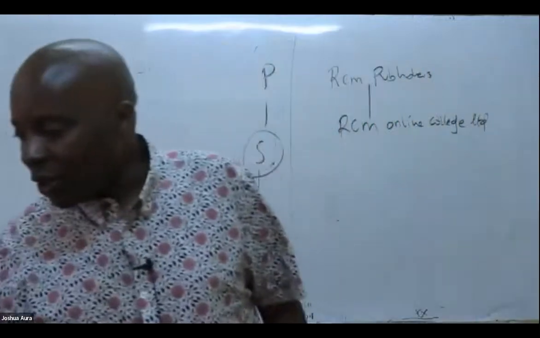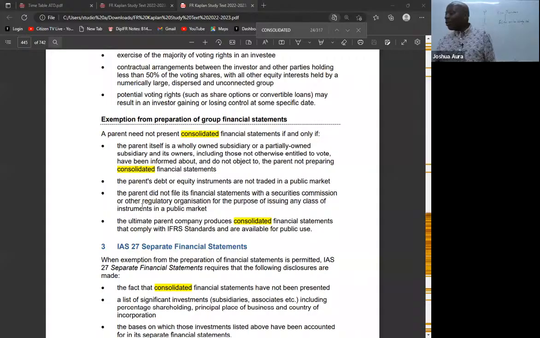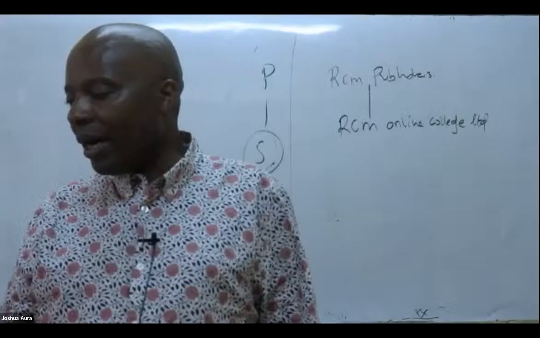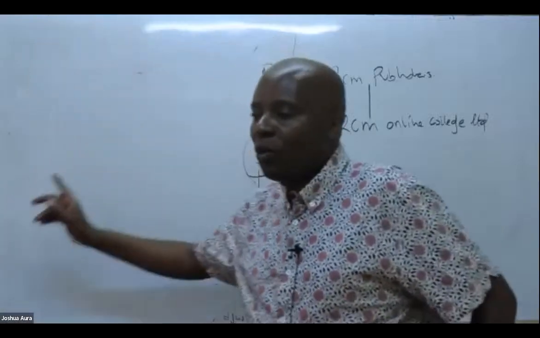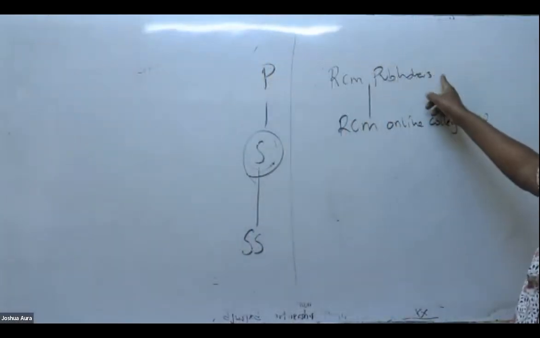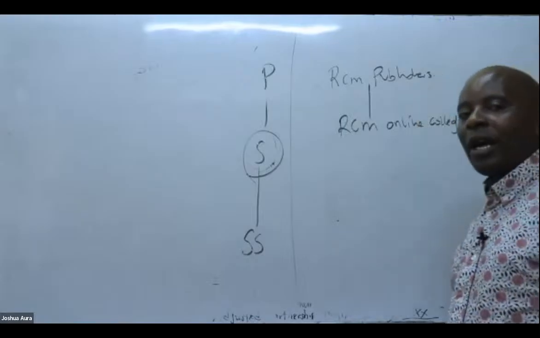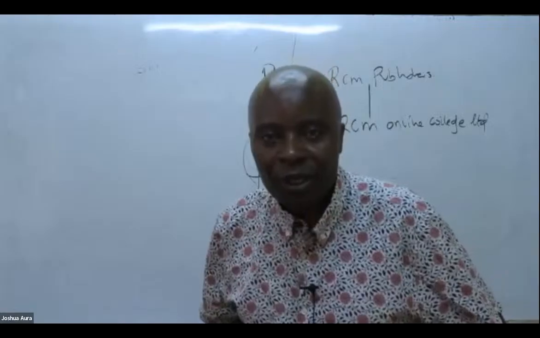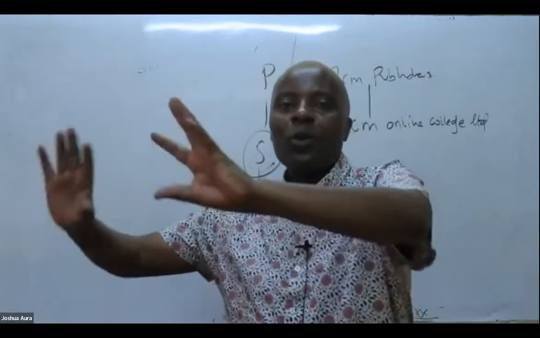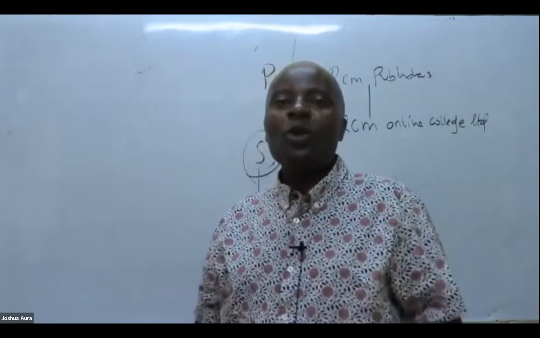Now, ladies and gentlemen, from there, the parent did not file its financial statements with a Securities Commission or other regulatory organization for purposes of issuing any class of instruments in a public market. Please remember, if, for example, RCM Publishers here wants to raise capital at the stock exchange, we have what we call private placements, where we'll get NSC looking for a private investor. So then what do we do in that case?